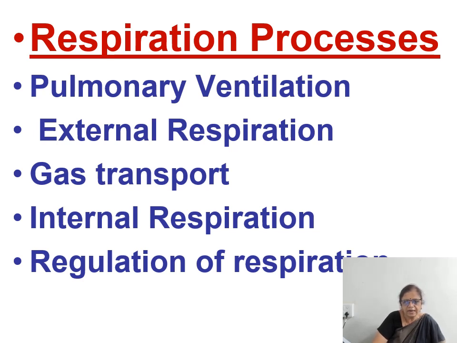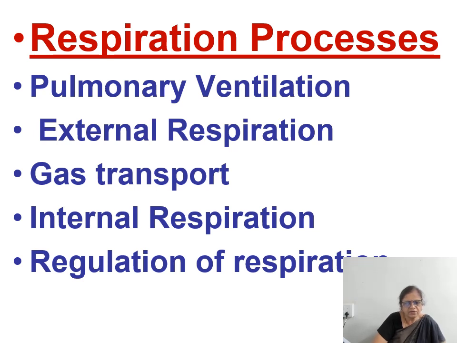external respiration, where there is diffusion of gases between the lungs and the blood circulation. Gas transport in the form of oxygen and carbon dioxide we have to study, and how respiration takes place in a rhythmic and regular fashion depends mainly upon the brain centers located in the medulla and pons. We call this regulation of respiration, which includes neural regulation and chemical regulation.